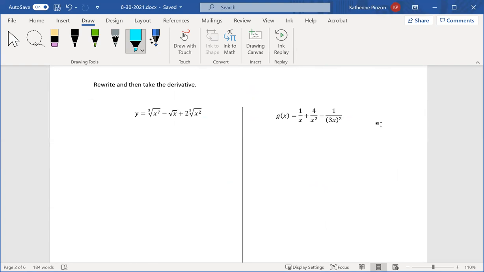Okay, so sometimes what happens is the function that we're looking at doesn't really fit into any of our rules, right? Like we really only know one rule. We know the power rule. If the function doesn't look like x to a power, we have to do some algebra before we can use any derivative rules.